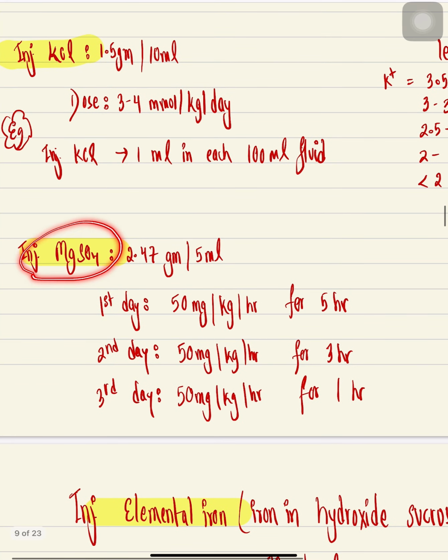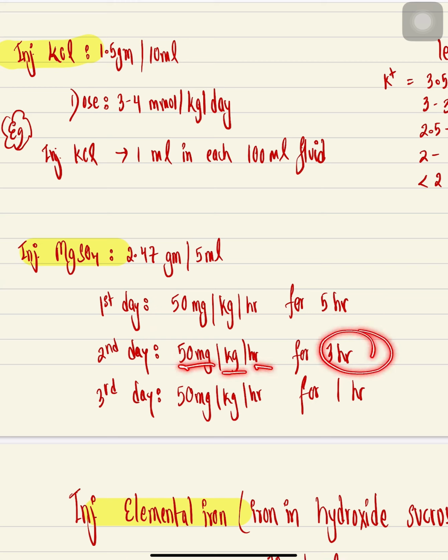Injection magnesium sulfate 2.47 gram over 5 ml. In first day we prescribe 50 mg per kg per hour for 5 hours. In second day we prescribe 50 mg per kg per hour for 3 hours. In third day we prescribe 50 mg per kg per hour for 1 hour.